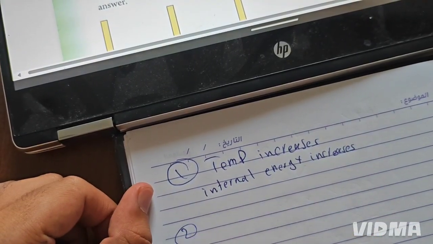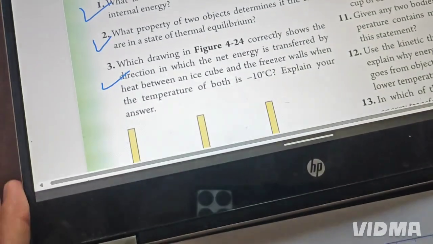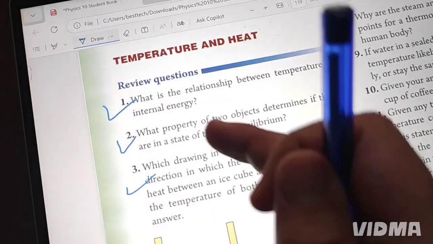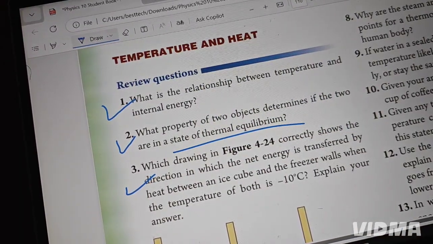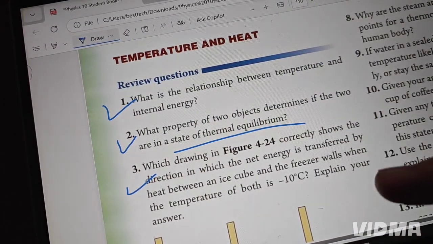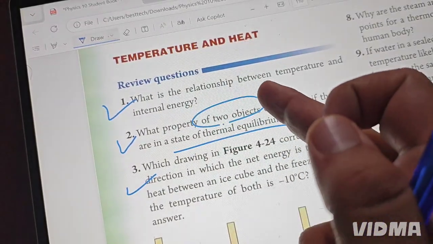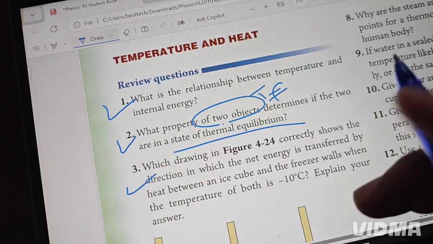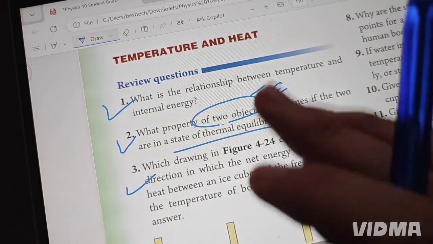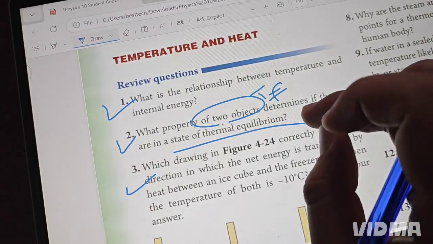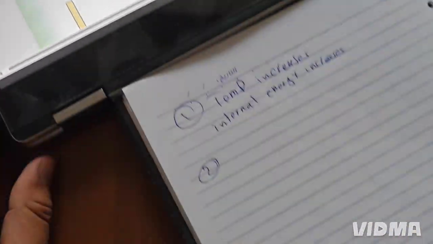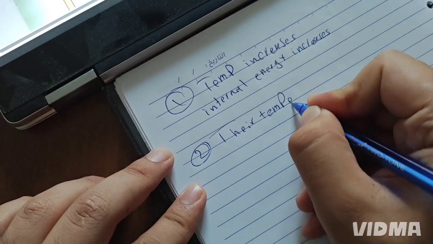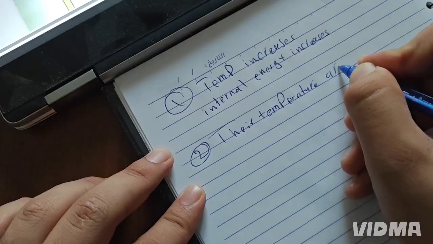Question 2. What property of two objects determines if they are in thermal equilibrium? We said one of the most important properties in thermal equilibrium is that both objects have the same final temperature, T final. So the most important property is that their temperatures are the same. This is the property of thermal equilibrium.